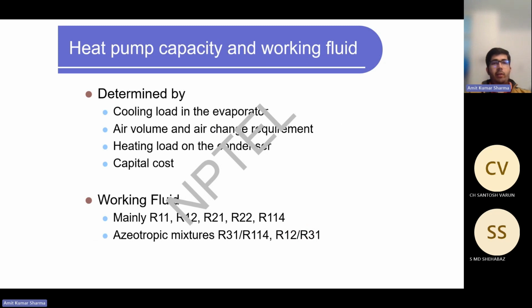The heat pump capacity and working fluid are determined by the cooling load in the evaporator. Like, what will be the capacity of the heat pump? We have also covered one question about it. So it will be the cooling load in the evaporator, air volume and air charge requirement, heating load on the condenser, and capital cost. For working fluid, mainly we use R1, R12, R21, R22, R114, and azeotropic mixtures R31, R114, R12, R31. These are the main working fluids.